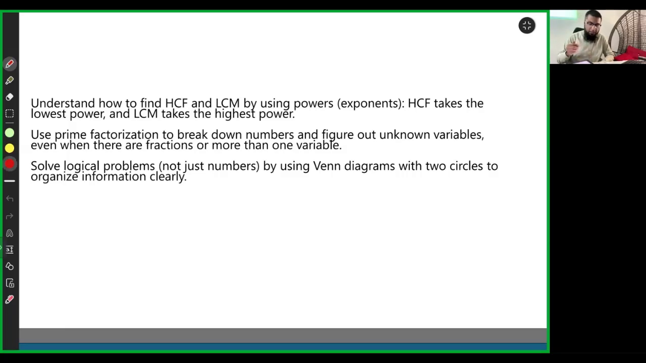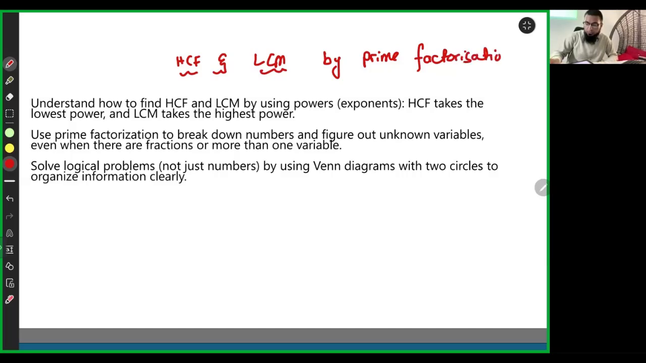Okay, so basically, today's target is we have to see HCFs and LCM by prime factorization. Prime factorization. ठीक है जी, HCFs and LCMs by prime factorization. And we need to utilize this concept in our past paper questions.